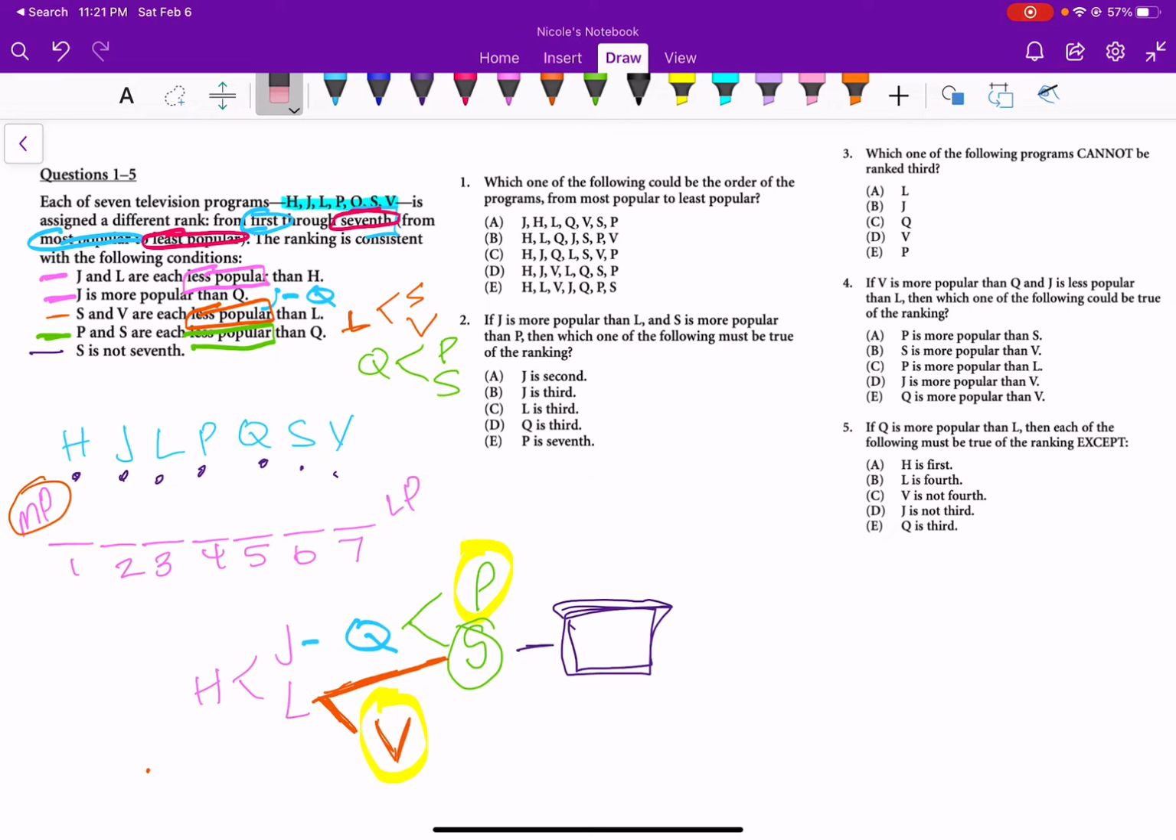So now I'm going to go ahead and do question number 1, where it's saying which of the following could be the order from most popular to least popular. So I'm just going to check. I did it from most popular to least popular, so we're good. I'm just going to go by rules and cross them off as they go.